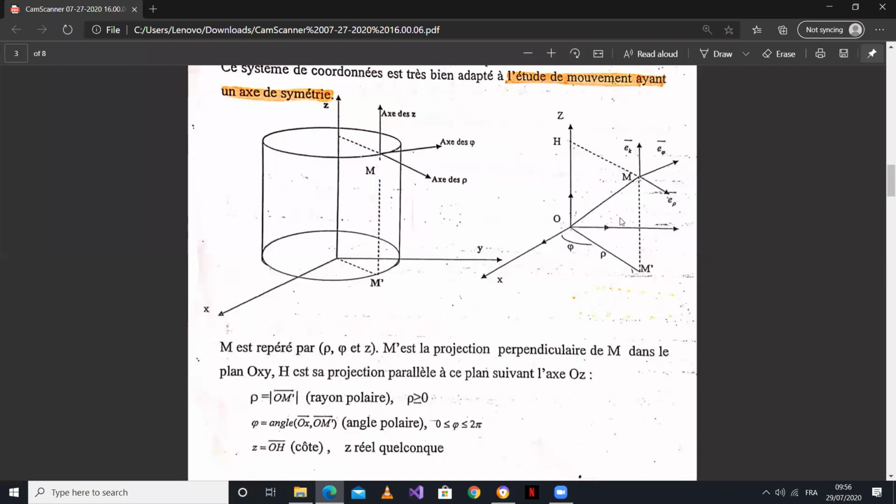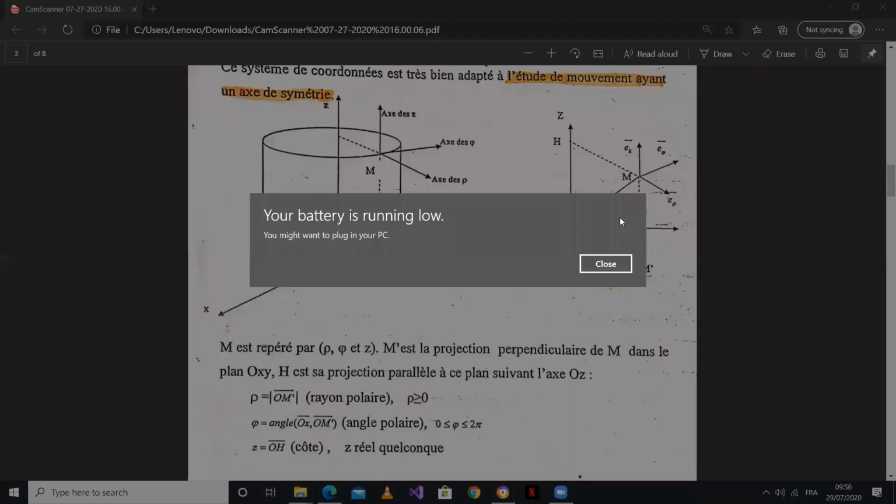So on the figure, we can clearly show the direction or the orientation of Ek and Eρ, but it's going to be a bit difficult to show the orientation of Eφ. So we just imagine it. We imagine it first before we show it on the figure. We imagine it as being perpendicular at the same time to Eρ and Ek.